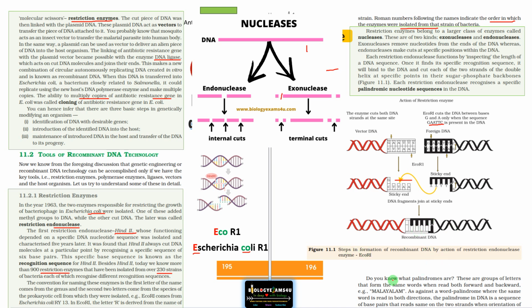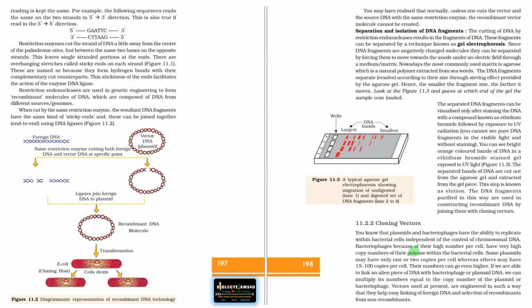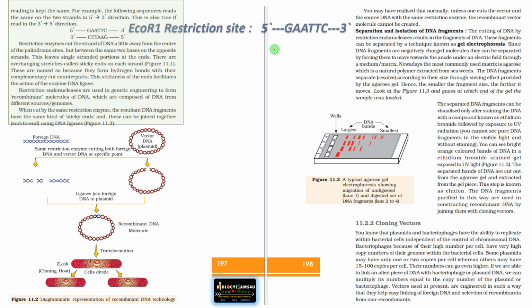The next point is regarding the restriction site. Restriction sites are palindromic sequences. Let's take the same example, EcoRI. As you see, 5' to 3', it is GAATTC. From the other strand, 5' to 3', you can also see it is GAATTC. So these are palindromic sequences. They read the same from the opposite direction. From this direction it is GAATTC, and from here also it is GAATTC. That's why they are called palindromic sequences.